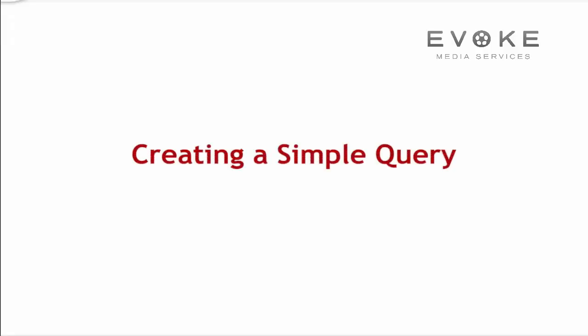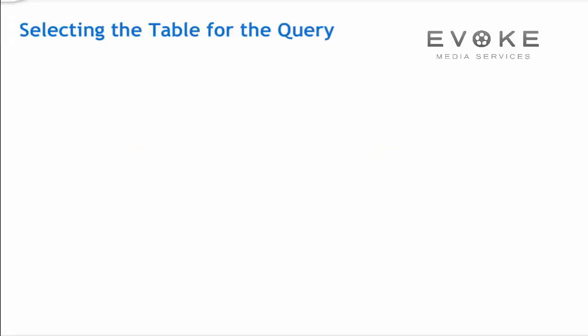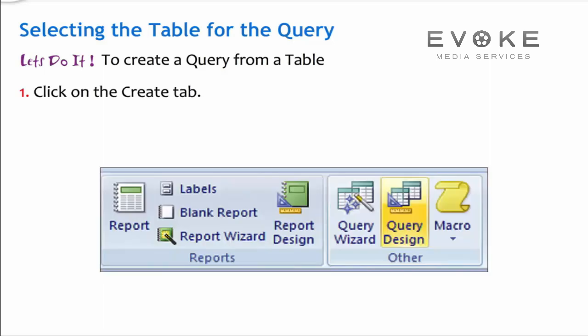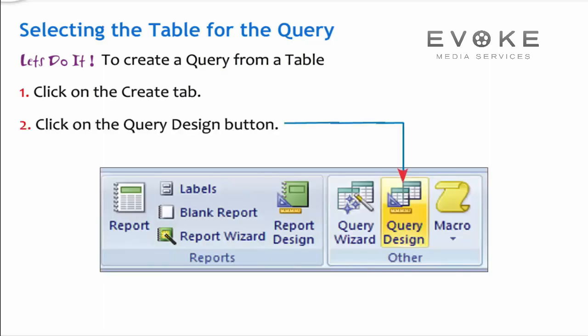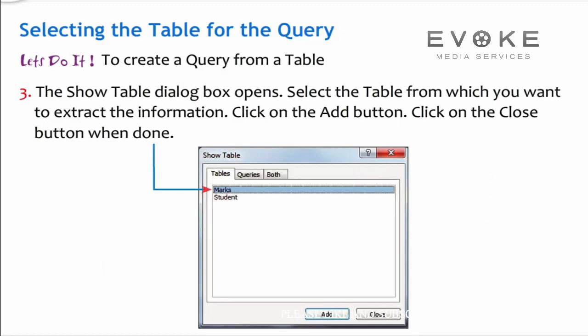A simple query. Selecting the table for the query. Let's do it. To create a query from a table, click on the Create tab, click on the Query Design button. The Show Table dialog box opens. Select the table from which you want to extract the information. Click on the Add button. Click on the Close button when done.